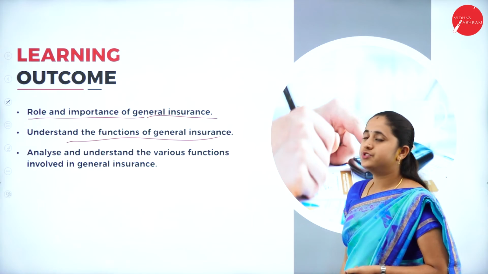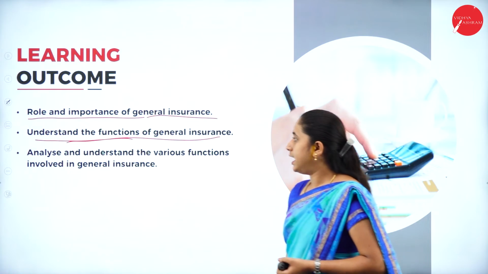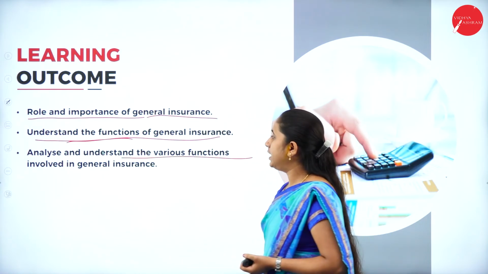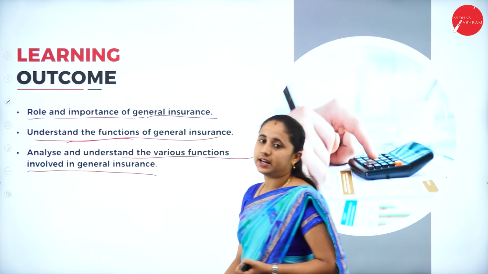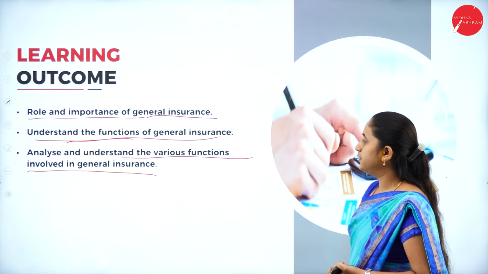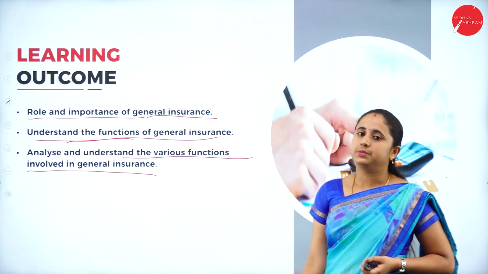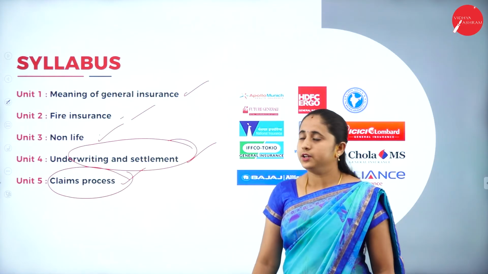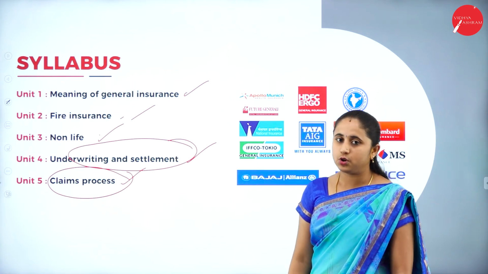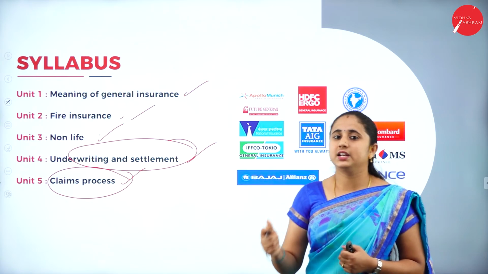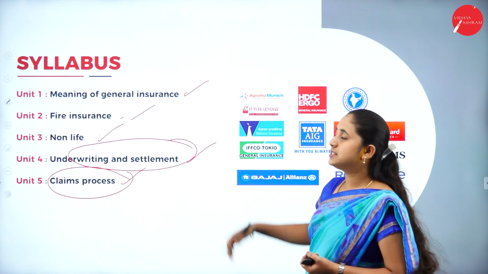Understand the functions of general insurance. It explains the functions of general insurance. Then analyze and understand the various functions involved in general insurance. So these are all the learning outcomes from the subject. Altogether, you have 5 units to understand Principle and Practice of General Insurance. It's quite an interesting subject to understand and analyze, so you need to pay attention to this subject.